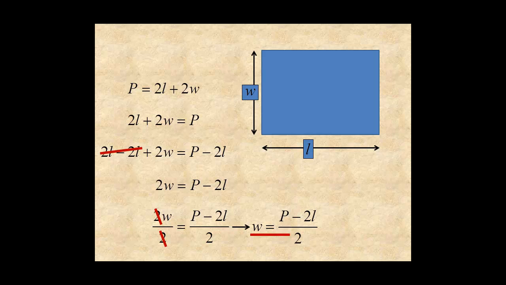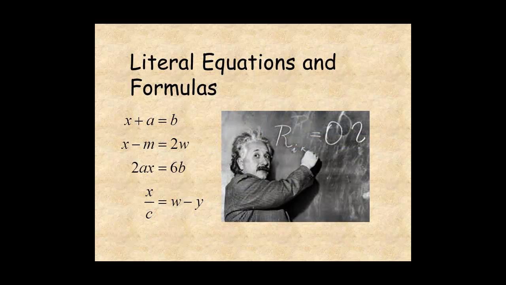If you divide both terms of the numerator by 2, you can also write the answer as w equals p over 2 minus l. This lesson showed how to solve literal equations and formulas.